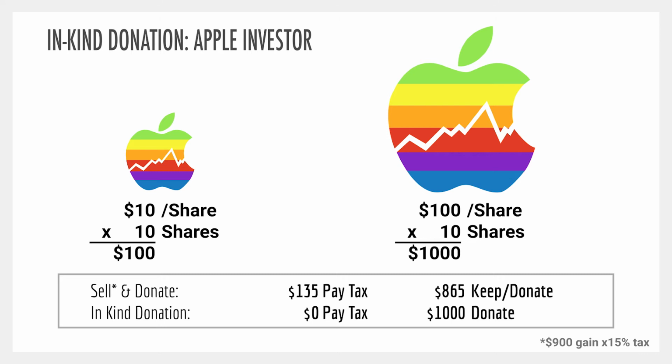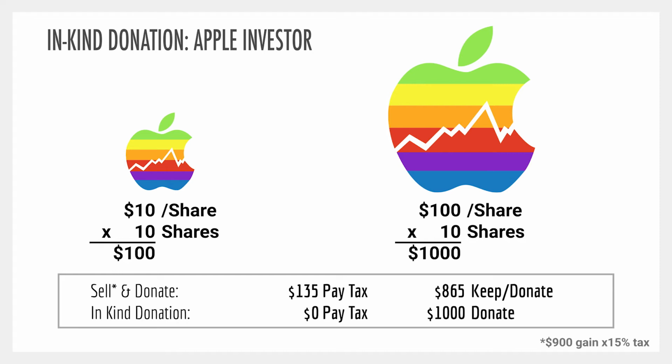So again, let's simplify what's happening here. For this Apple investor, many years ago, he bought 10 shares at $10 per share, so he owned $100 worth of Apple stock. Now today, those same shares are worth a total value of $1,000. So this Apple investor essentially has two options if he wants to sell and donate those funds to charity. He could sell them outright and then donate the remaining portion. However, he's going to have to pay his 15% or more long-term capital gains tax.